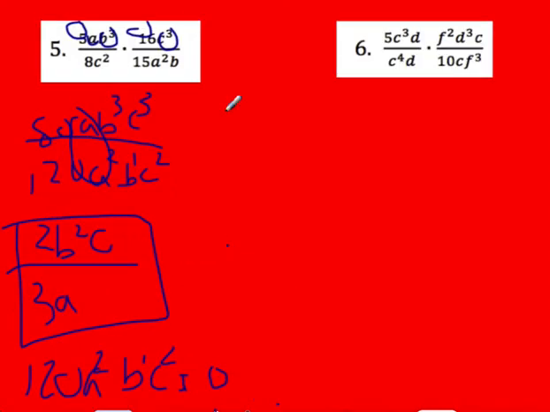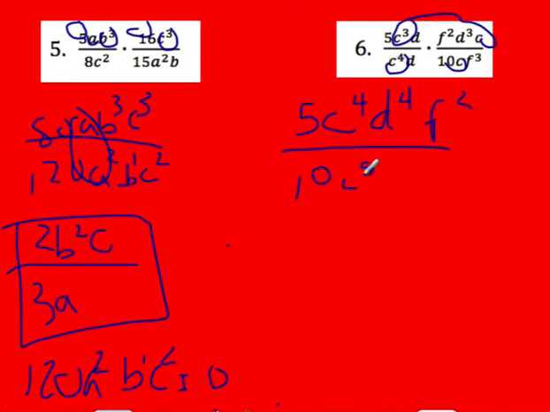Let's take a look at number 6. So now we're going to multiply across the top. So I'm going to keep my 5 there. Then I have c cubed times c to the first, add those exponents, that's going to give me c to the fourth. D to the first times d cubed, that's going to give me d to the fourth, and then f squared. Divided by 10 on the bottom, and then c to the fourth times c to the first is c to the fifth, and then d, and then f cubed.